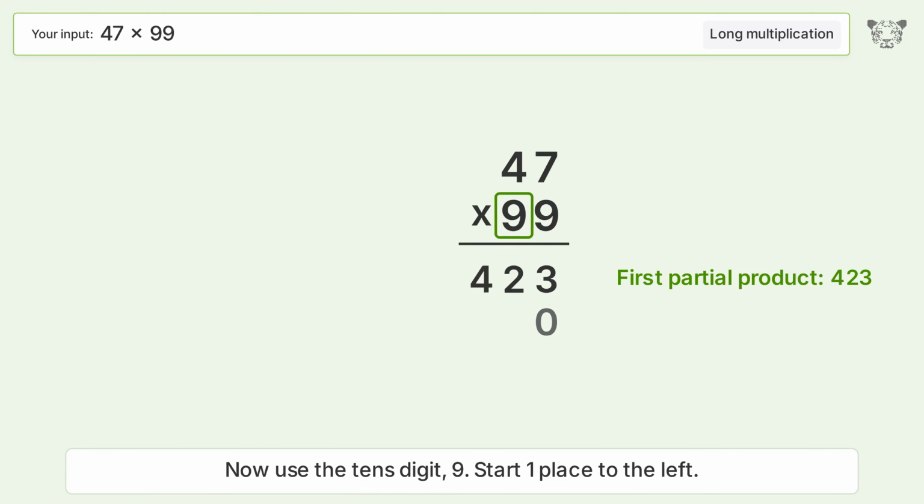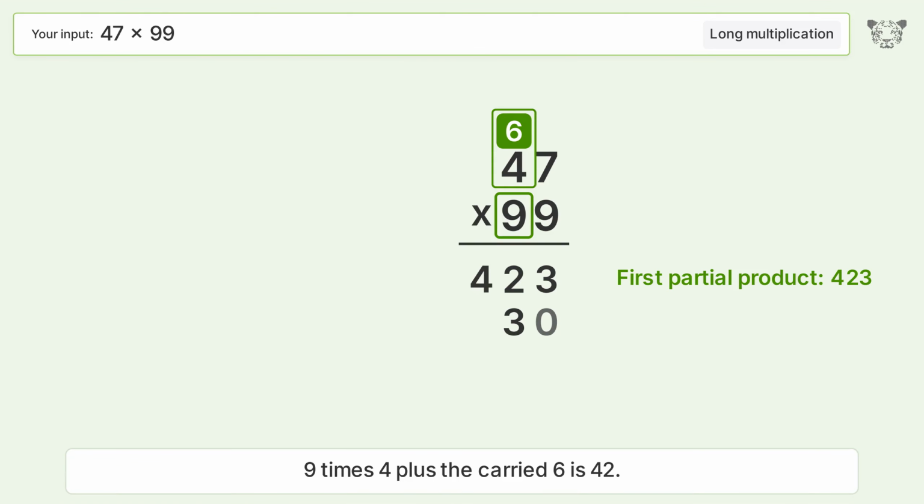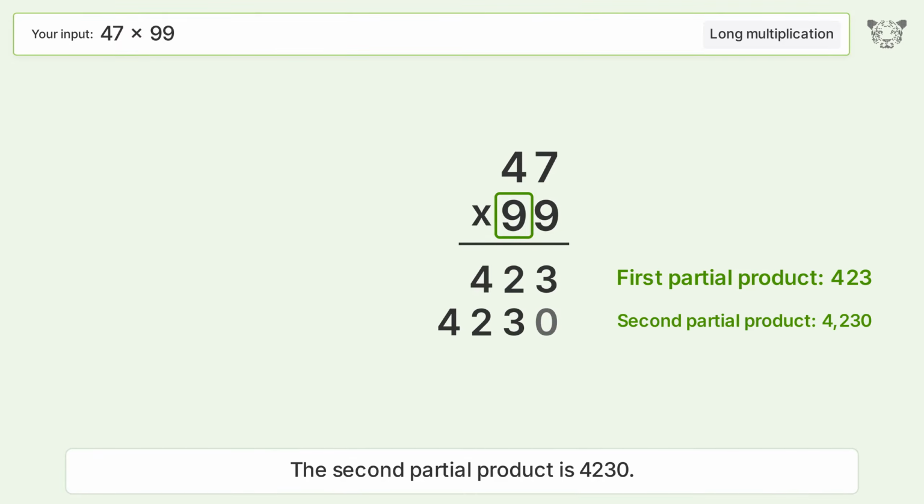Now use the tens digit, 9. Start one place to the left. 9 times 7 is 63. Put 3 in this column and carry 6. 9 times 4 plus the carried 6 is 42. The second partial product is 4,230.